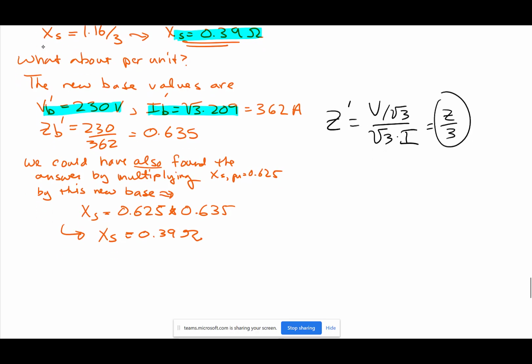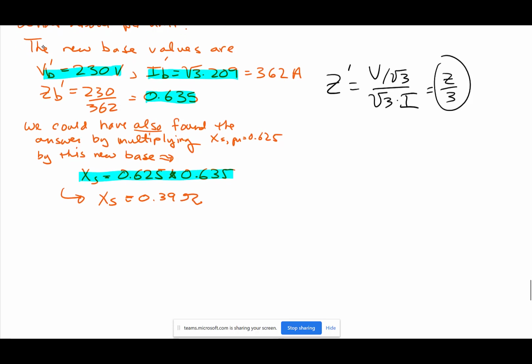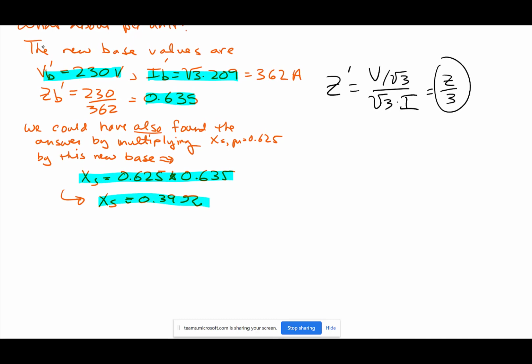So essentially, use the same idea. I've got a new base impedance that is 3 times smaller. Multiply that times my per unit reactance, and now I have the same reactance. Okay, does that make sense to everybody? Yeah. All right, so this is it for this module. We're going to go into the DC motor. So anybody have any questions? And otherwise we're going to move on here.